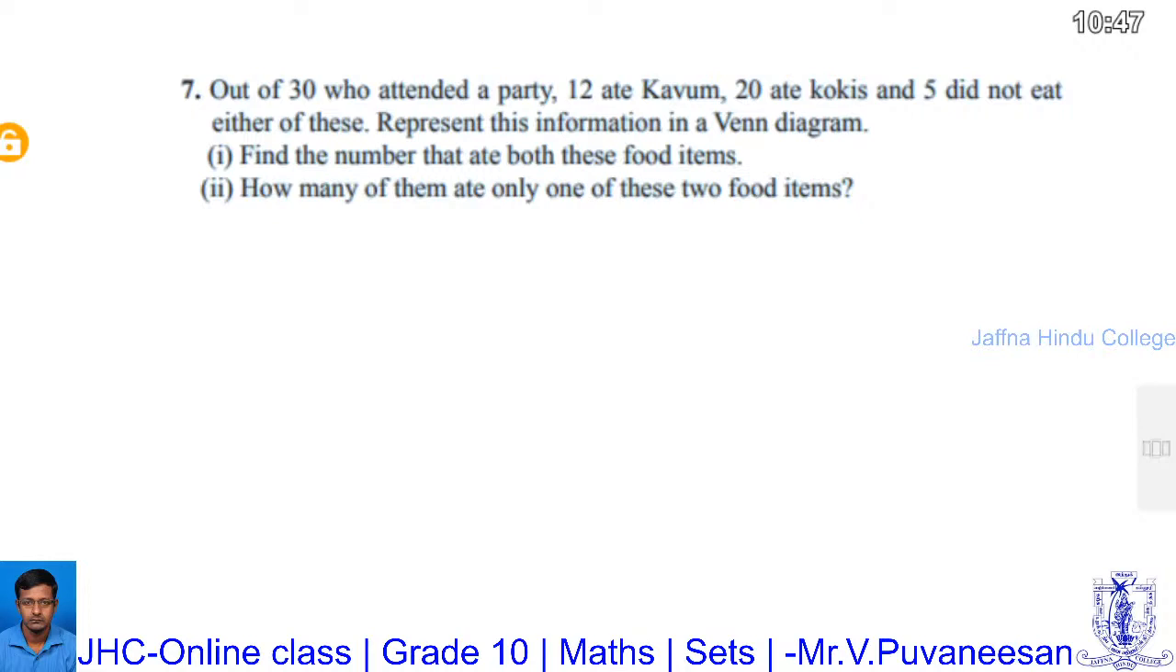Out of 30 who attend a party, 12 ate kavum, 20 ate cookies, and 5 did not eat either of these. Here, 5 persons who attended the party did not eat anything. Anything means kavum or cookies. They did not eat kavum or cookies or both.